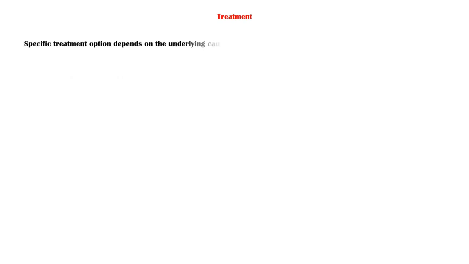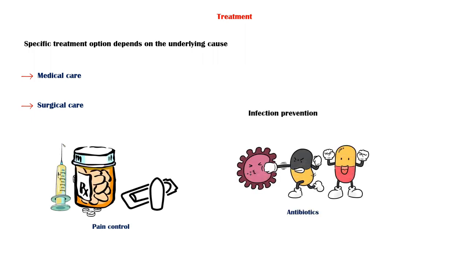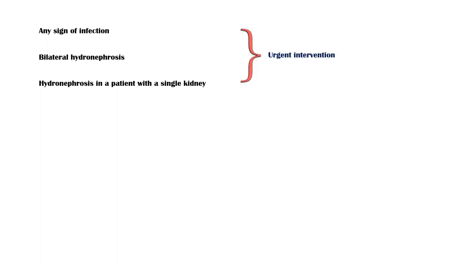The specific treatment of hydronephrosis depends on the underlying cause. In general, treatment can be divided into medical care and surgical care. Medical care includes pain control with analgesics and infection control and prevention with antibiotics. Any sign of infection, bilateral hydronephrosis, or hydronephrosis in a patient with a single kidney should warrant urgent intervention.